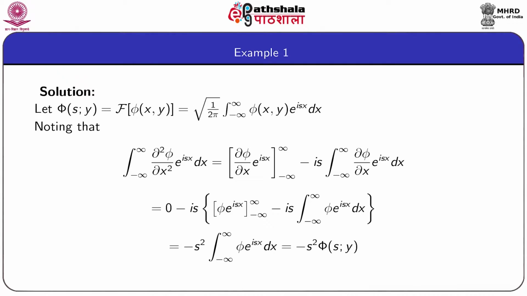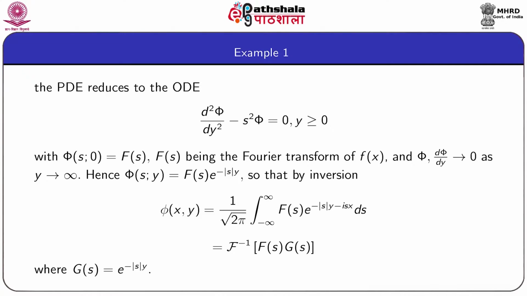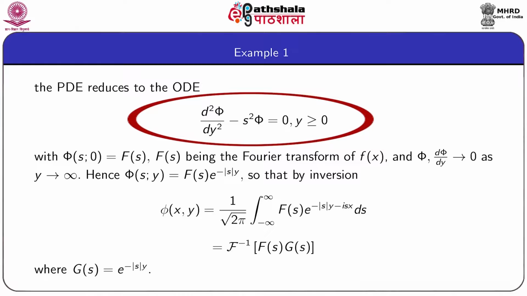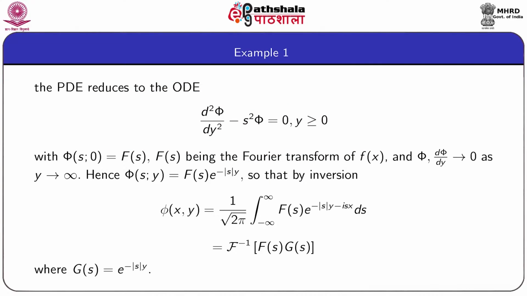Now using this result, we obtain from the Laplace equation after taking its Fourier transform that the partial differential equation reduces to an ordinary differential equation given by d squared capital Phi by dy squared minus s squared capital Phi equal to 0, where y is positive.